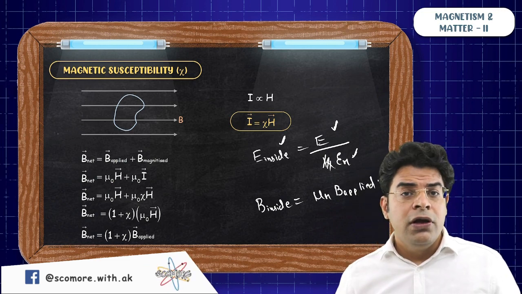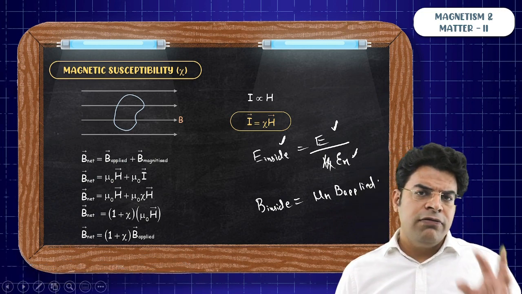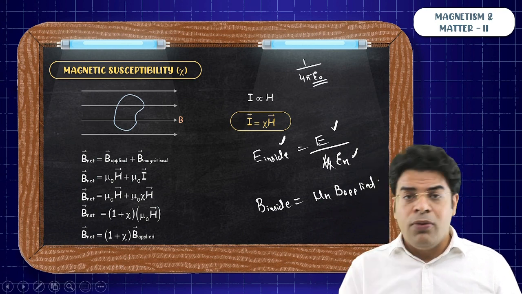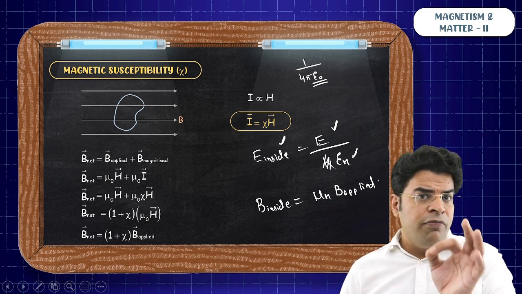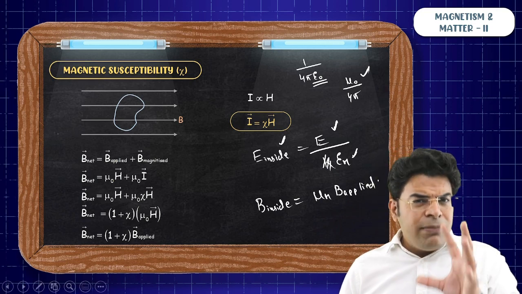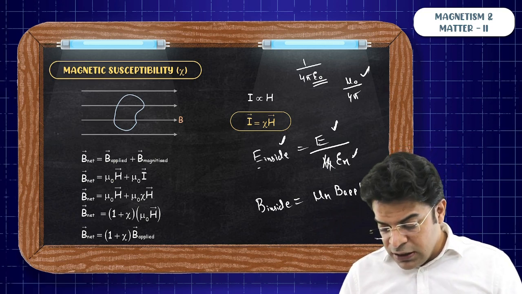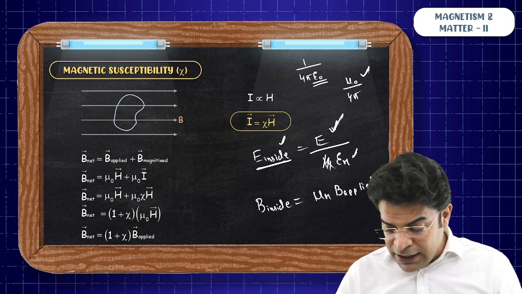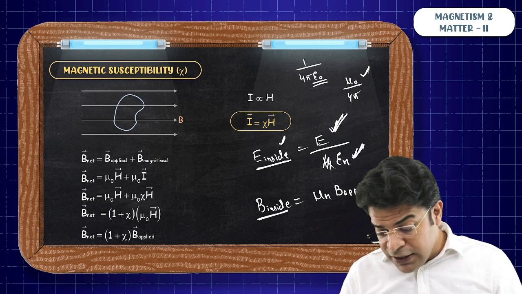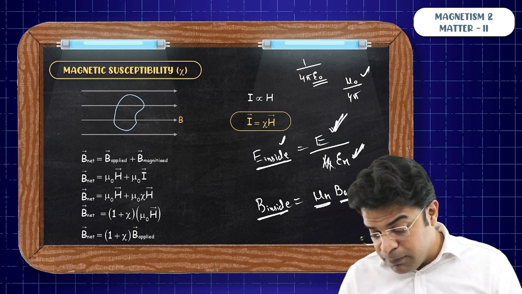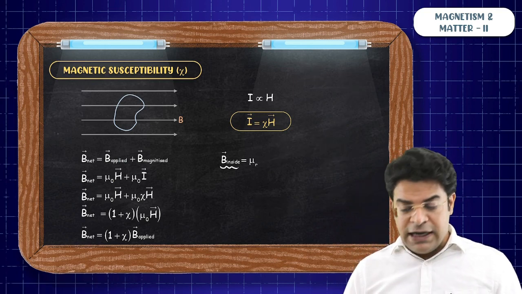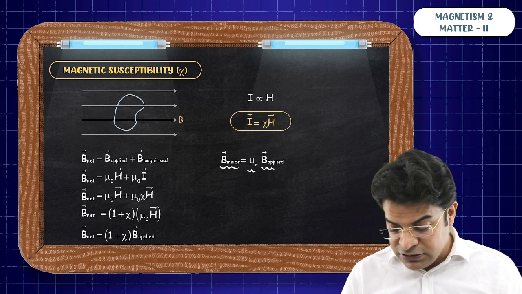How to remember? Remember that in all the formulas of electricity, you always find 1 by 4 pi epsilon naught. Epsilon naught is in the denominator. And in all the formulas of magnetism, you find mu naught by 4 pi. Mu naught is in the numerator. The same type of thing happens here as well. The net electric field inside equals the applied electric field divided by the relative permittivity. The net magnetic field inside equals the magnetic field applied multiplied by relative permeability. So one can even say that the net magnetic field inside equals relative permeability times the applied magnetic field.